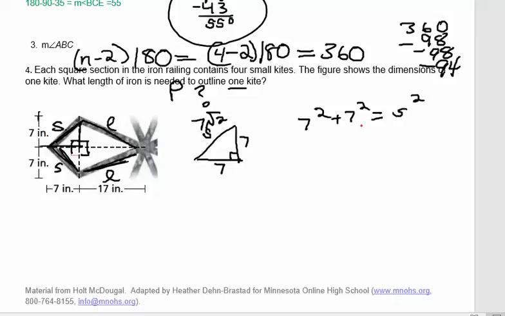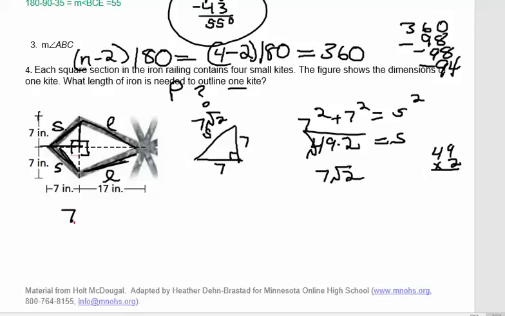That's an S. So that would be 49 plus 49, which is 49 times 2. I'm just going to leave it as 49 times 2, because then we're going to take the square root of both sides to get S, and the square root of 49 is 7, so we'd get 7 square root of 2. So far with our perimeter, we have 7 times the square root of 2 plus 7 times the square root of 2, because we have 2 of those.